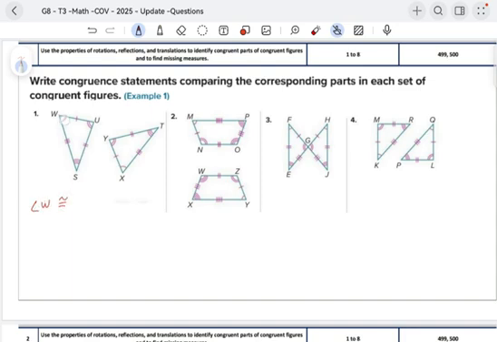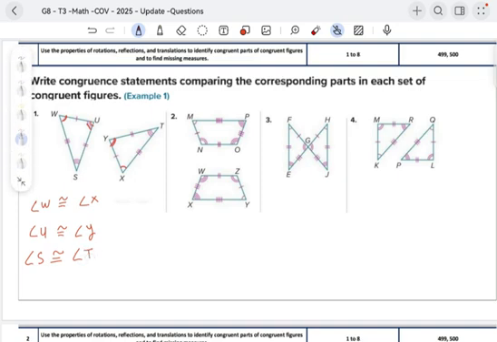As you can see here, we have one arrow, and if we check the other figure, the angle with one arrow is X. So angle W is congruent to angle X. Then angle U is congruent to angle Y, two arrows. Angle U is congruent to angle Y. And the last thing is angle S is congruent to angle T. This is for the angles.